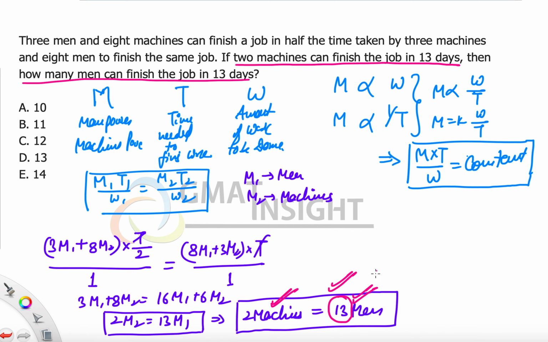So all we needed to do in this question was to convert the efficiency of machines into men or vice versa, and now we have a clear answer that 13 men will be needed to finish the work in 13 days. I hope that helps. That's a very useful concept, and as I already mentioned, let me repeat that this concept is universally applicable.